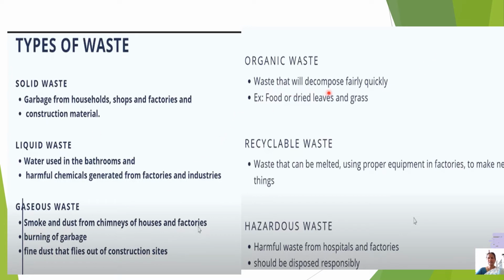Waste that will decompose fairly quickly is called organic waste, for example, food or dried leaves and grass. Waste that can be melted using proper equipment in factories to make new things is called recyclable waste. Harmful waste from hospitals and factories should be disposed of responsibly as hazardous waste.